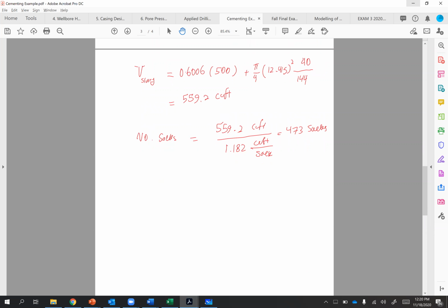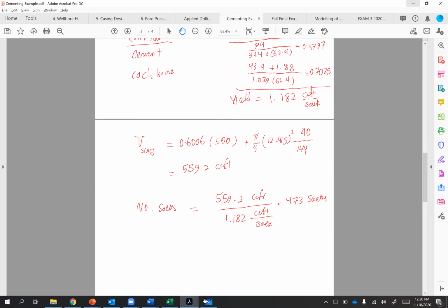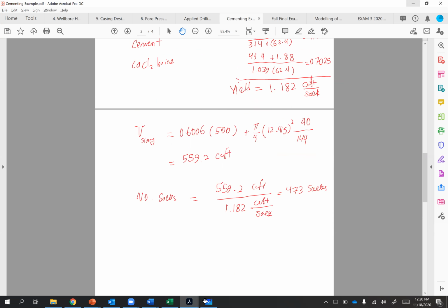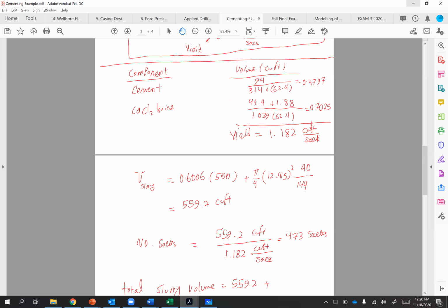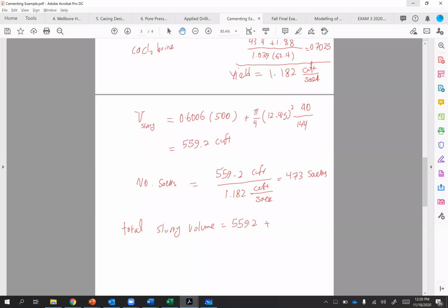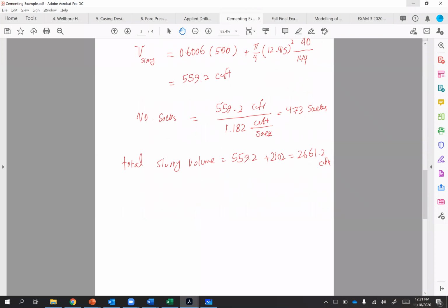So you can calculate basically the total slurry volume for the overall process as well. So that's basically the total slurry volume: 559.2 cubic feet plus the previous one, which was 2,102 cubic feet. So adding these two, 2,661.2 cubic feet. So that's the total slurry volume that you would need. Not that they are the same thing, they are different types of mixtures, right?